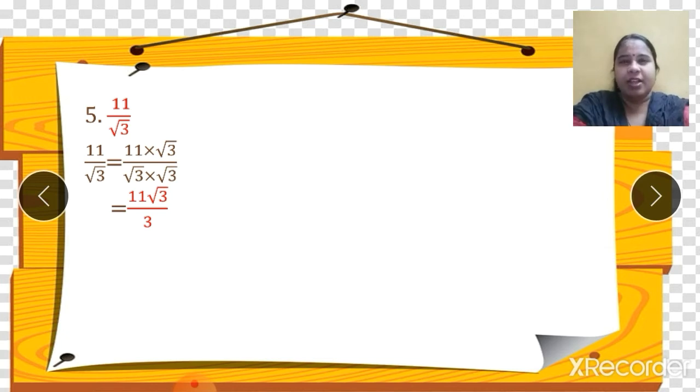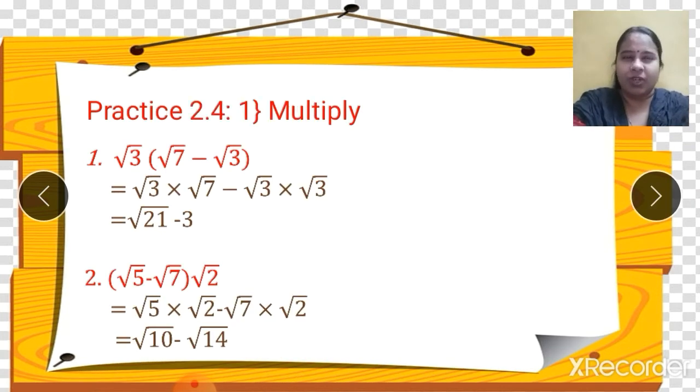Now see this, 11 upon root 3. What is the irrational number? Root 3. So multiply both numerator and denominator by root 3. Correct? So 11 into root 3 is 11 root 3, and root 3 into root 3 is nothing but 3. So this way we can rationalize the denominator. Okay? So all sums based on rationalizing the denominator are over.